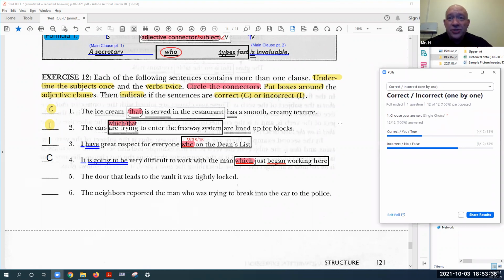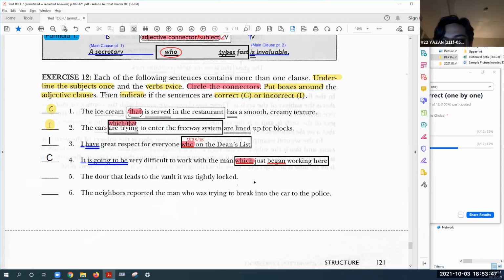So, Yazan, did you say it's correct? No, I said it's incorrect. Okay, so you want to explain it? Subjects and verbs. The first subject is dog. All right. And then? That is the connector and the second subject. Leads is the second verb. And was is the first verb. So it's a double subject, an extra subject.